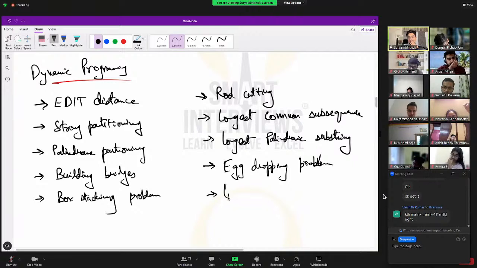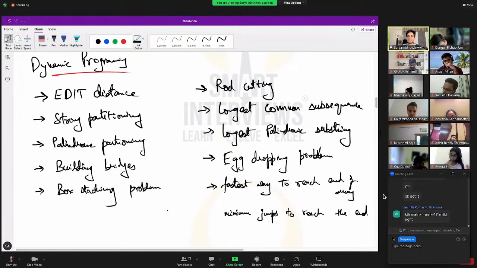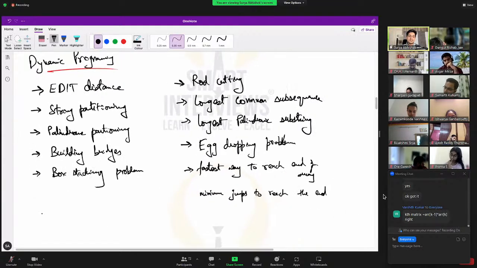Then you have the fastest way to reach the end of the array. It's also known as minimum jumps to reach the end problem. Minimum jumps to reach the end. So minimum jumps to reach the end is basically they'll give you an array like this: 3, 4, 2, 1, 5, 9. So you will start from index 0 always.